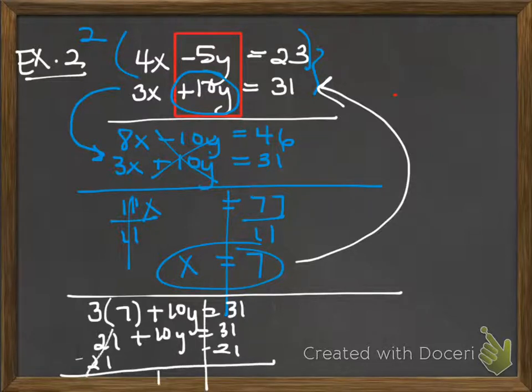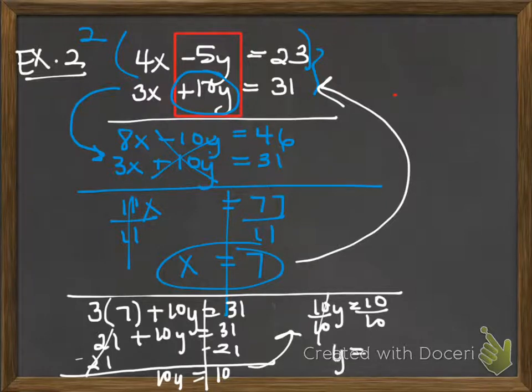That's going to give me 10y is equal to 10. I'm running out of room, so I'm going to move it up here. 10y is equal to 10. Divide both sides by 10. That cancels, leaving me with y equals 1. Okay, so now I have my solution.